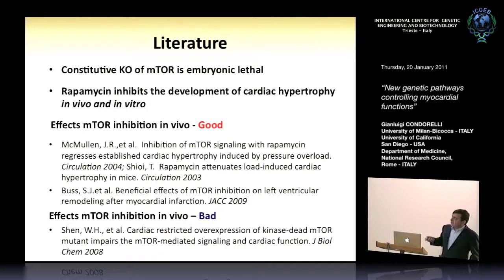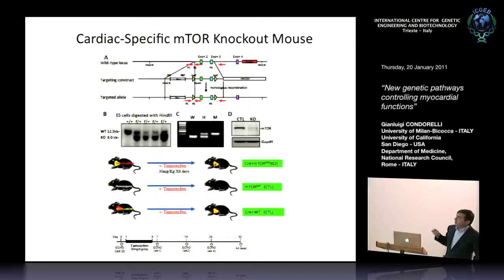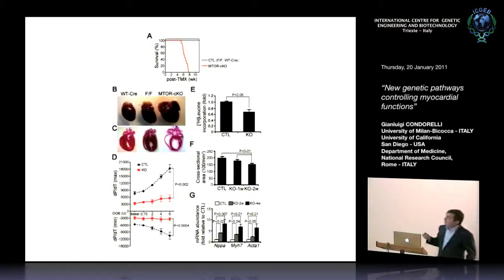And there are those where it was shown that, for example, with kinase-dead overexpression of mTOR, there is impaired cardiac function. So we took this approach by knockout. We did a knockout of mTOR in the heart through a Cre-lox system. And what we found was that these mice undergo heart failure and die.